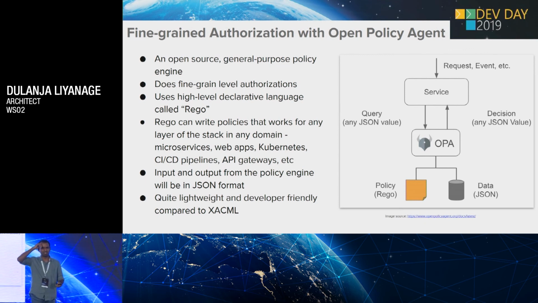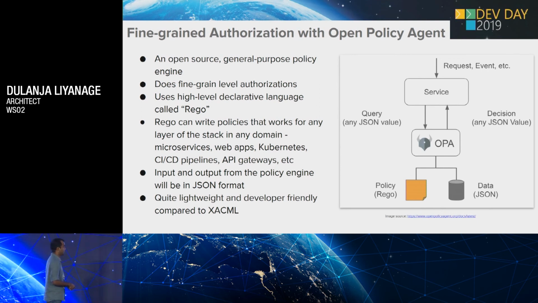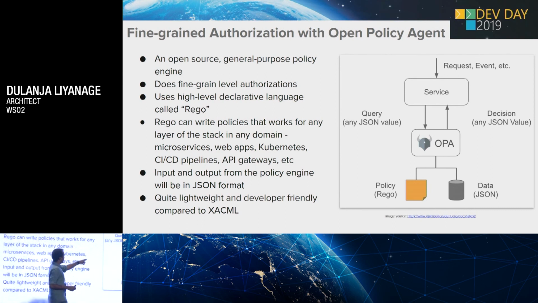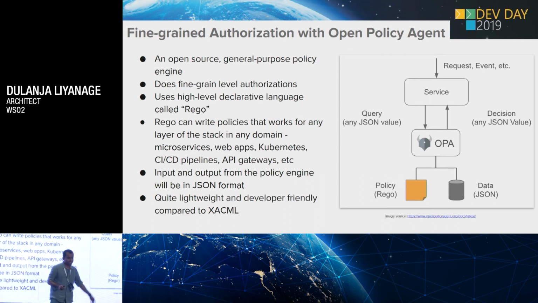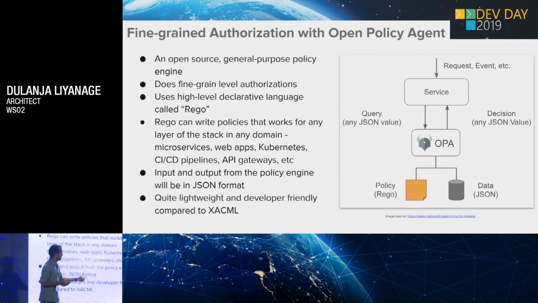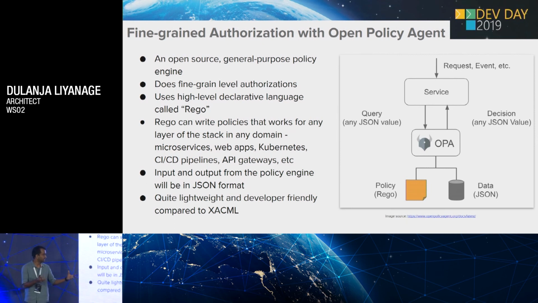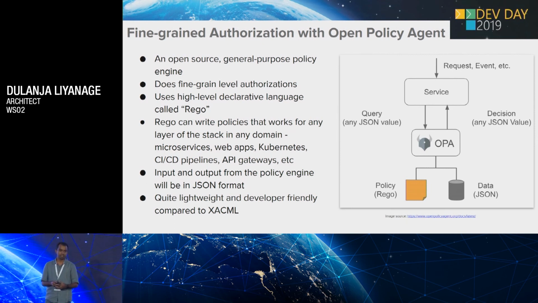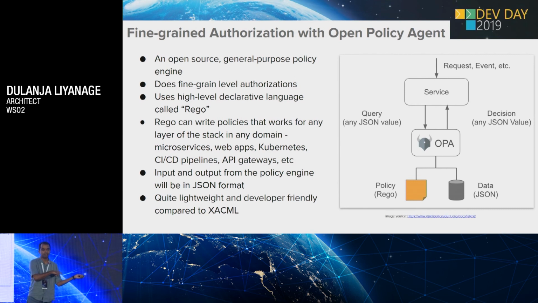Have you heard of OPA? Open Policy Agent, right? It's an open source general purpose policy engine. So if we take a look at it, it uses JSON. And for the policies, it uses a new language called Rego, right? You can write in Rego, and also you can provide a set of data to that policy to evaluate. So this is very flexible compared to XACML, and this is used with current microservice architectures, right?